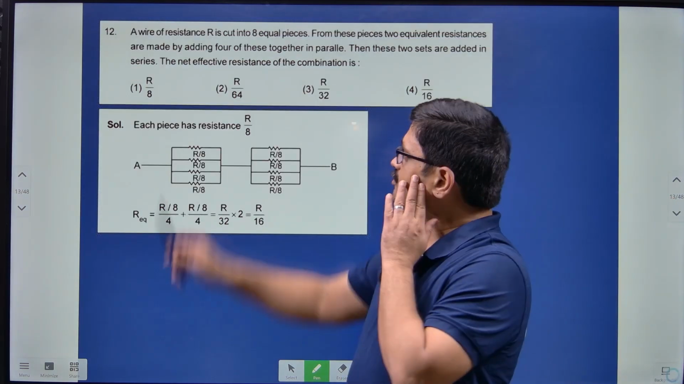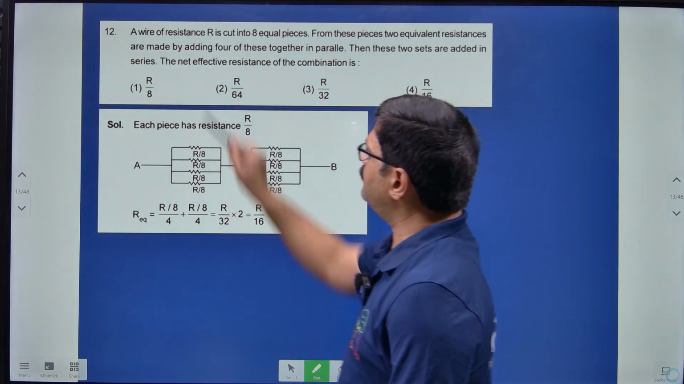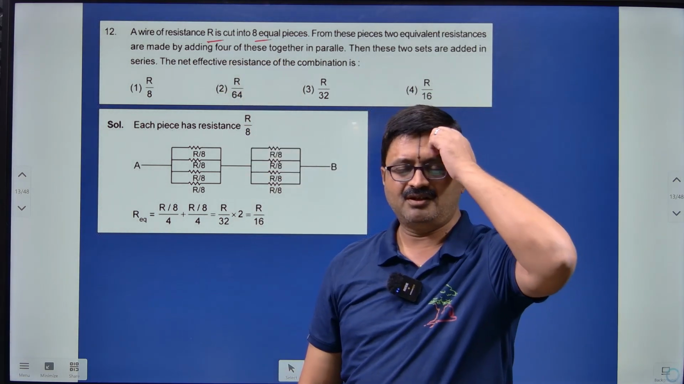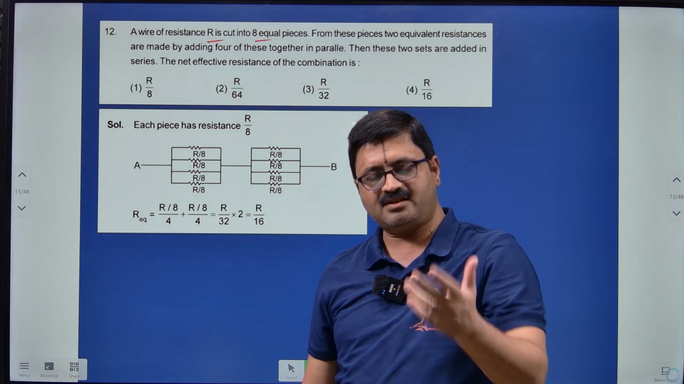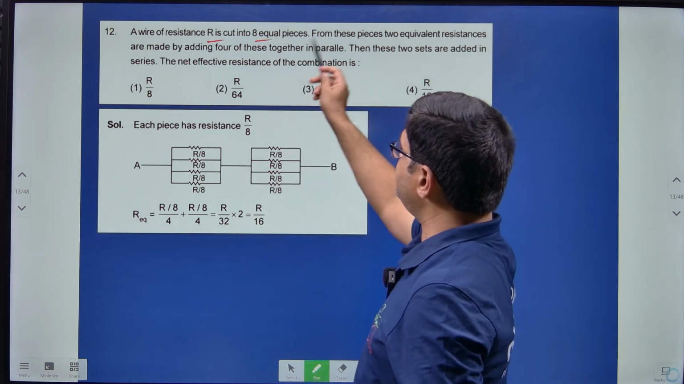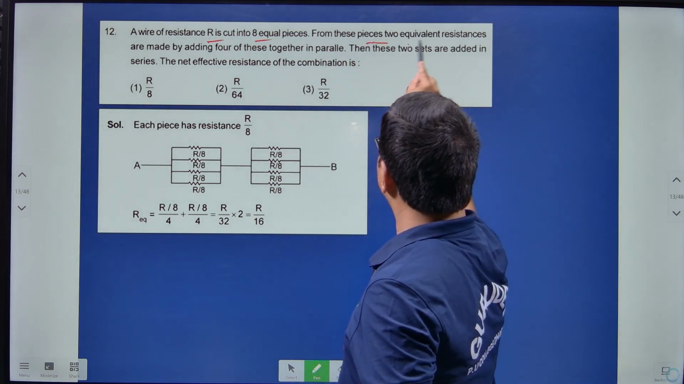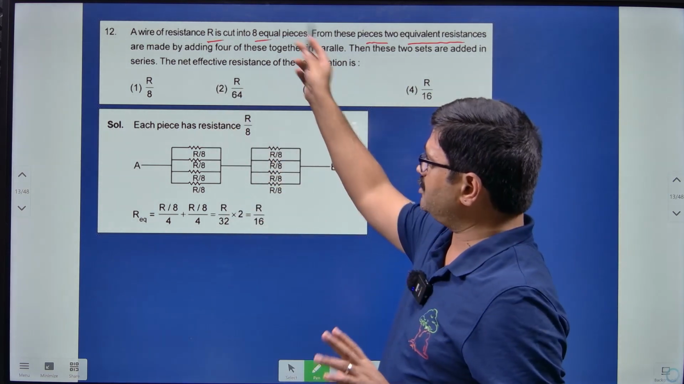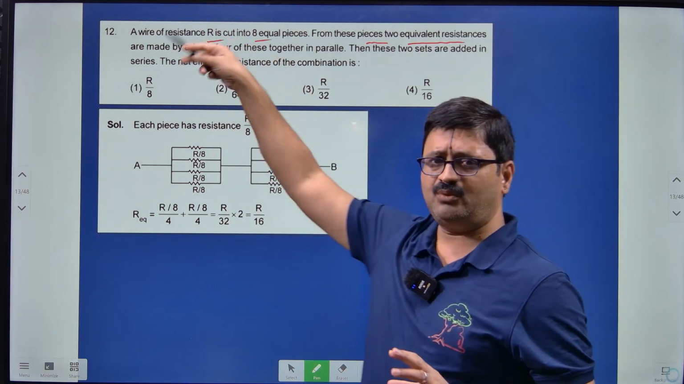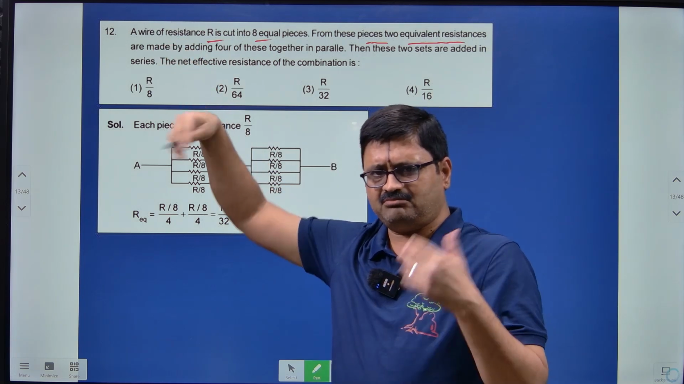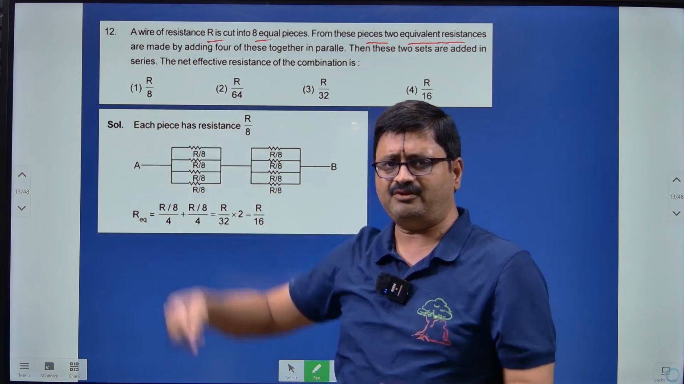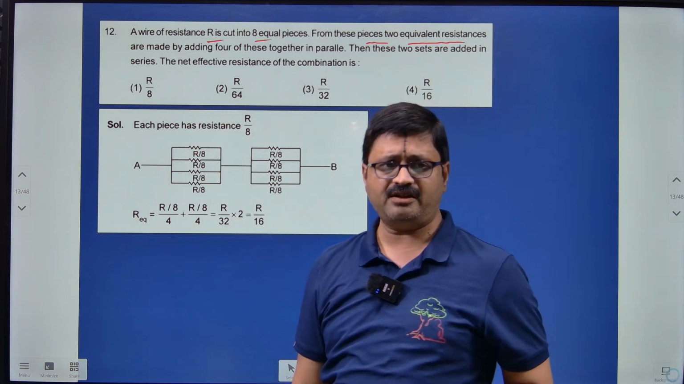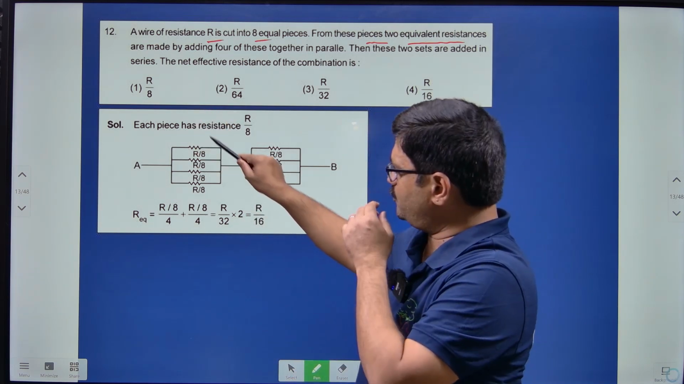Then moving on to question number 12 now. A wire of resistance R is cut into 8 equal pieces. Now this is one of the most commonly asked kind of questions. 8 equal pieces. From these pieces 2 equivalent resistances are made by adding 4. So this particular question, it has appeared in almost all of the materials that you have practiced. Even in our mock exams also we had given this variety of question, okay. So it is quite easy for us.